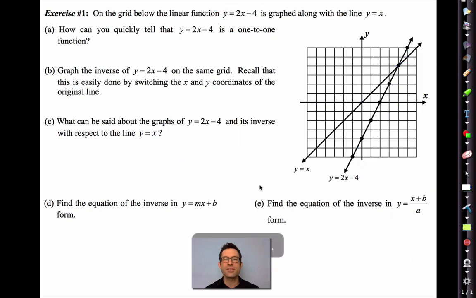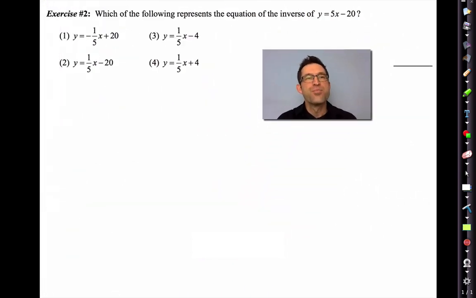Okay, clearing out the text. Exercise number 2. Which of the following represents the equation of the inverse of y equals 5x minus 20?